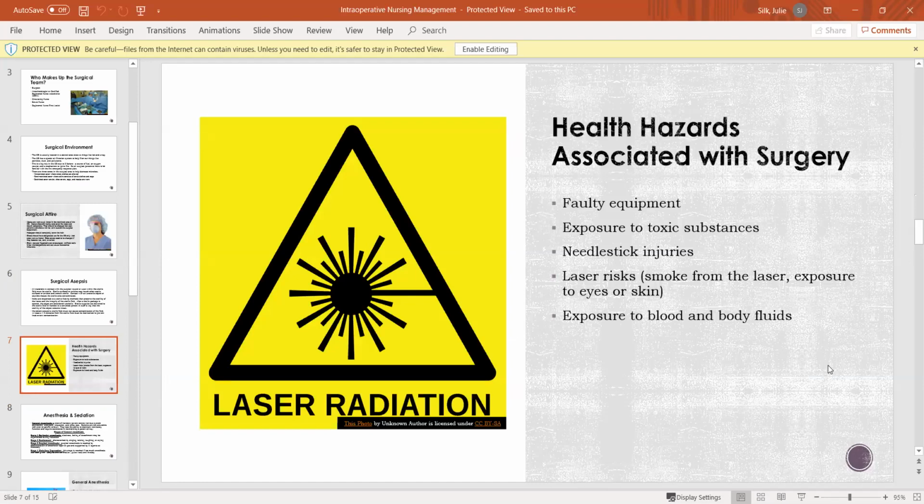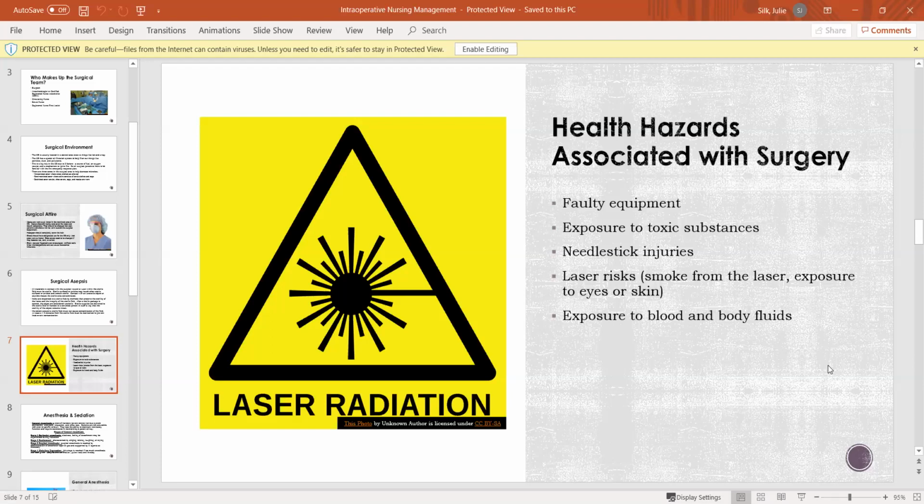Okay, so there are some health hazards associated with surgery. Unfortunately, pretty much anywhere you work, you can have faulty equipment, so that can happen in the OR too. You could be exposed to toxic substances. That can always happen regardless of where you work. Needle stick injuries, again, could happen wherever you're at, not just in the OR.